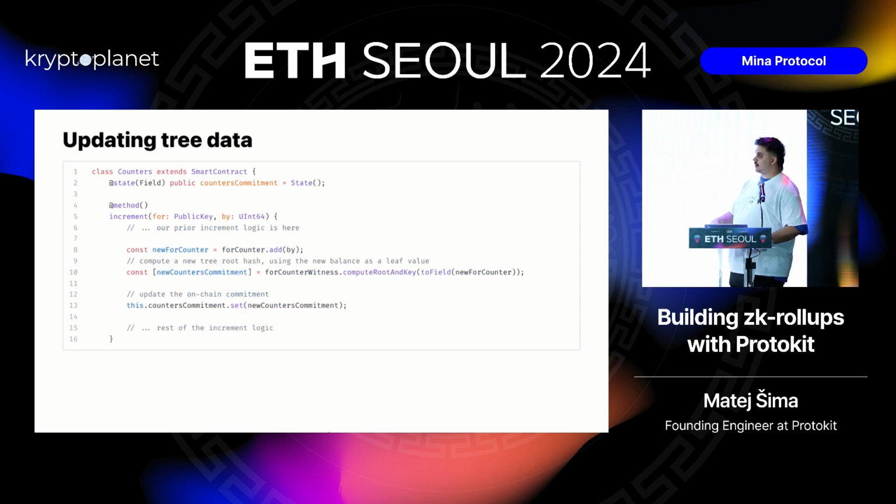The same applies for writing tree data. You need to have a lot of excessive boilerplate that you might not need if you use a different level of abstraction than smart contracts. That's what we'll talk about in just a minute.